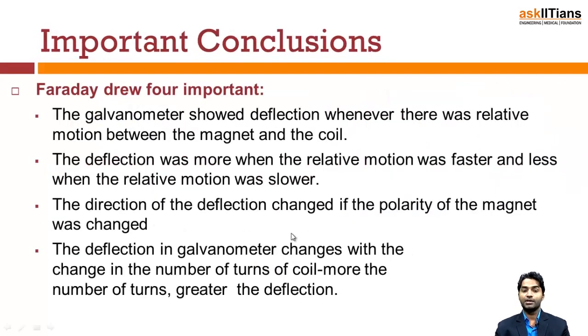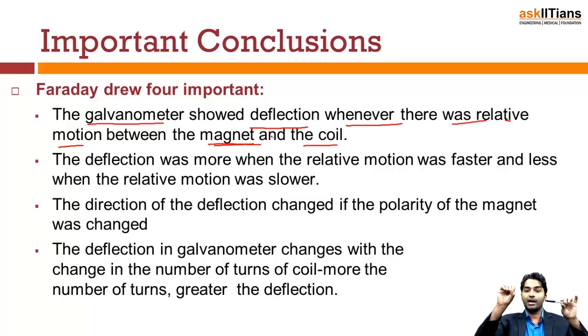Now the next point: the important conclusions involved in this. Faraday found some important conclusions after this experiment. The galvanometer showed deflection whenever there was a relative motion between the magnet and the coil. Relative motion between the magnet and coil means we are talking about the change or variation in the magnetic field strength across the coil.